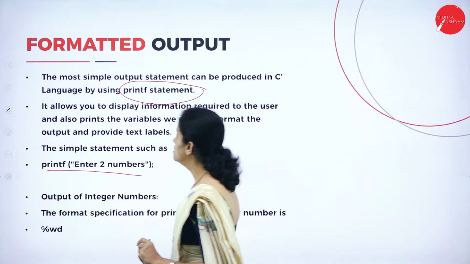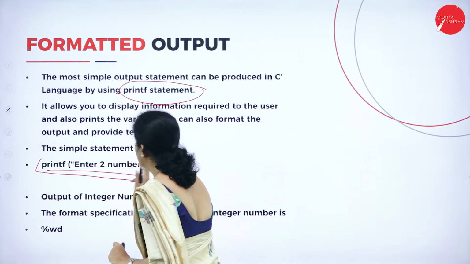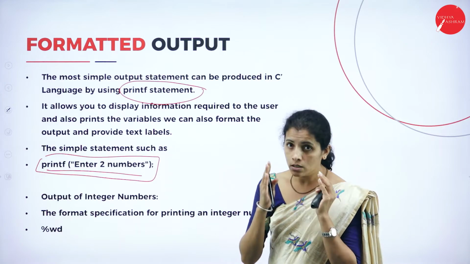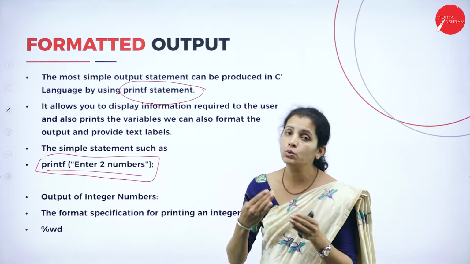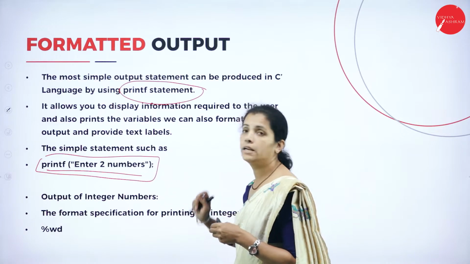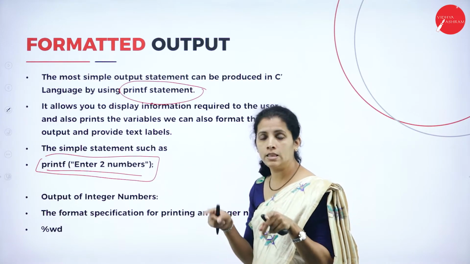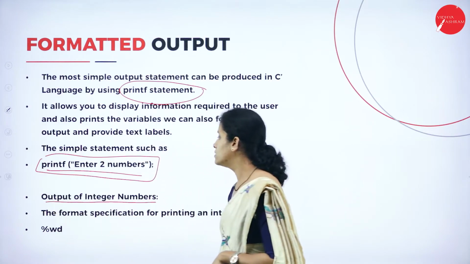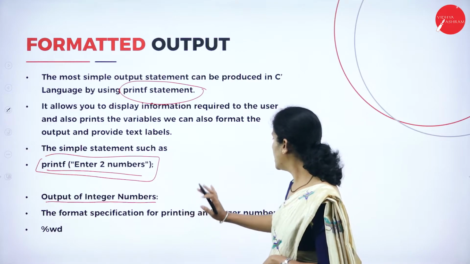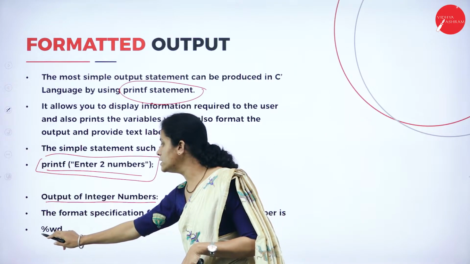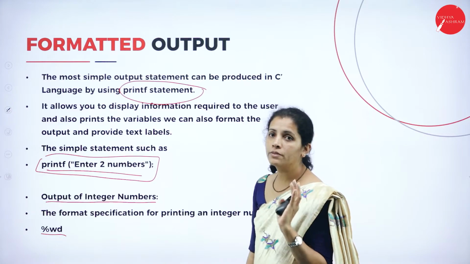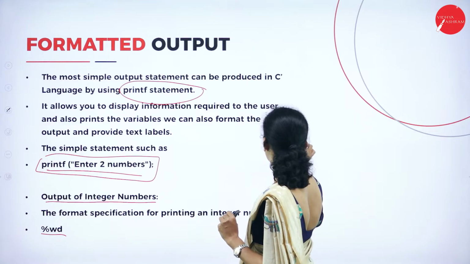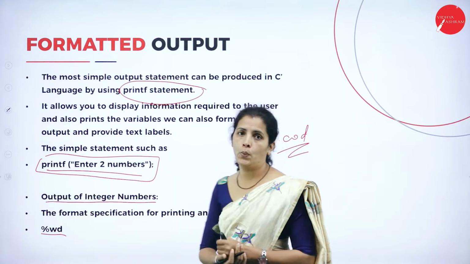So the general syntax here is printf, and whatever message I want to produce to the user must be written inside double quotes within the brackets. Now, output of an integer number. Suppose I want to output an integer number, then %WD, where W is the width.